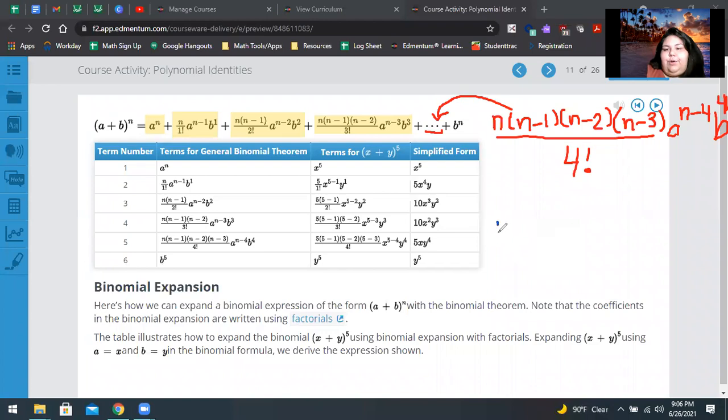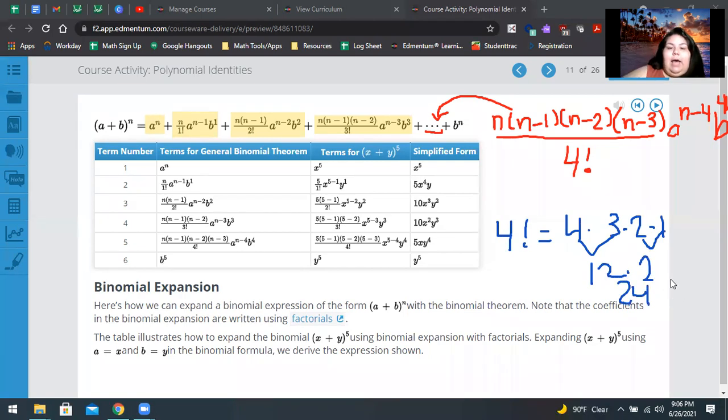Let me just give one more. Let's do 4 factorial here. So 4 factorial is 4 times 3 times 2 times 1. 4 times 3, we get 12. 2 times 1 is 2. 12 times 2, we get 24. But it does get a little bit ickier when we're writing a very, very large number, right? So let's go ahead and move on from here. We're going to move into slide 12.